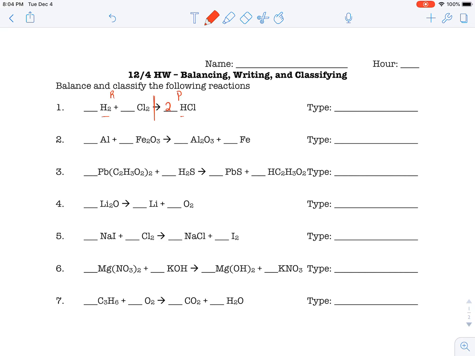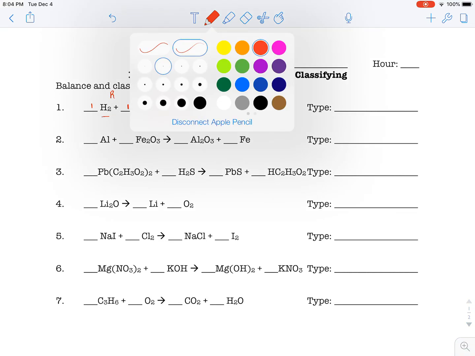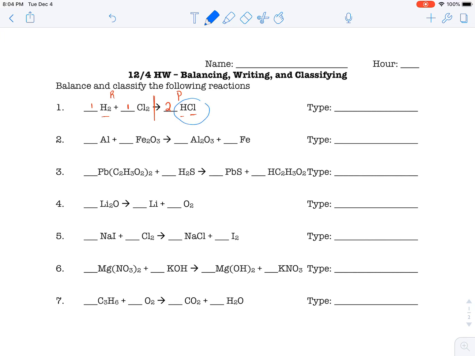So I can put a 2 out front, but that gives me 2 H's, and it also gives me 2 Cl's, which actually works out for us because we have 2 Cl's there. So this one is balanced if we put 1, 1, 2. The type of chemical reaction that this is, if we switch gears just a little bit, we have one product. The type of reaction that forms only one product is called a synthesis reaction. So this is synthesis, and that's because we only have one product.